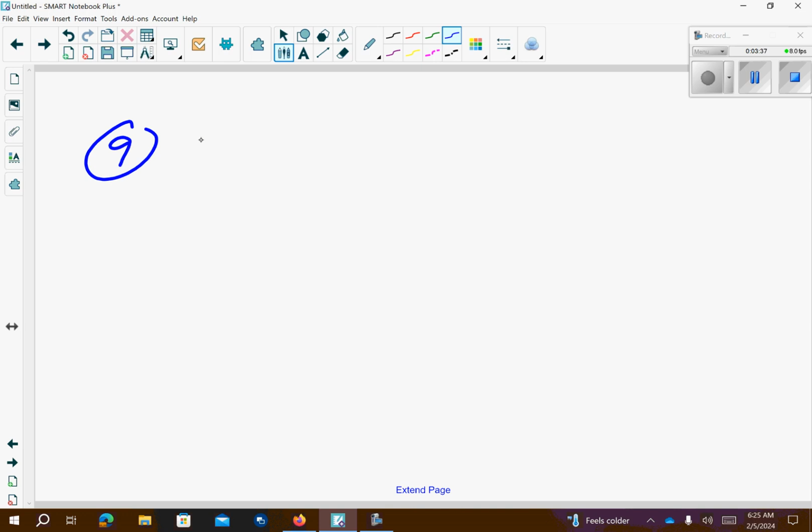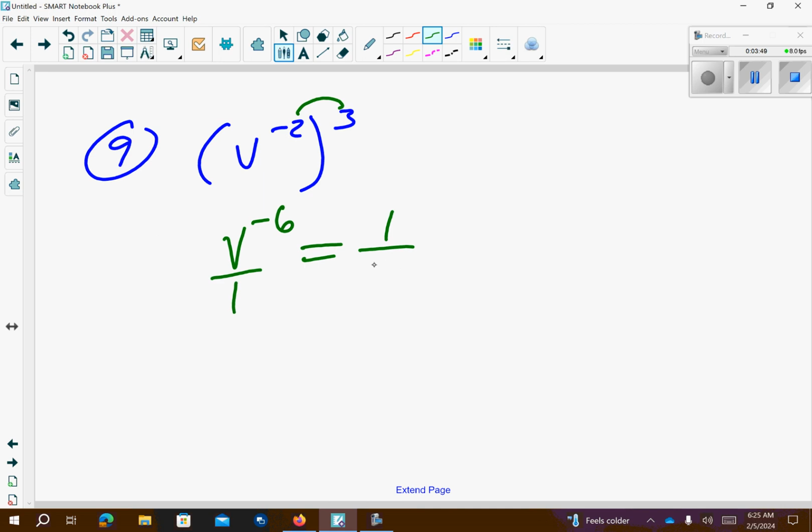Number 9, we do have a negative exponent, but let's take care of the outer exponent first. So let's multiply these together first. That's going to give me v to the negative 6. Because it's a negative exponent, that wants to move to the bottom. Remember, that's over 1, so we're going to just change it to that. And move down, it stays as a positive exponent when you move it down.